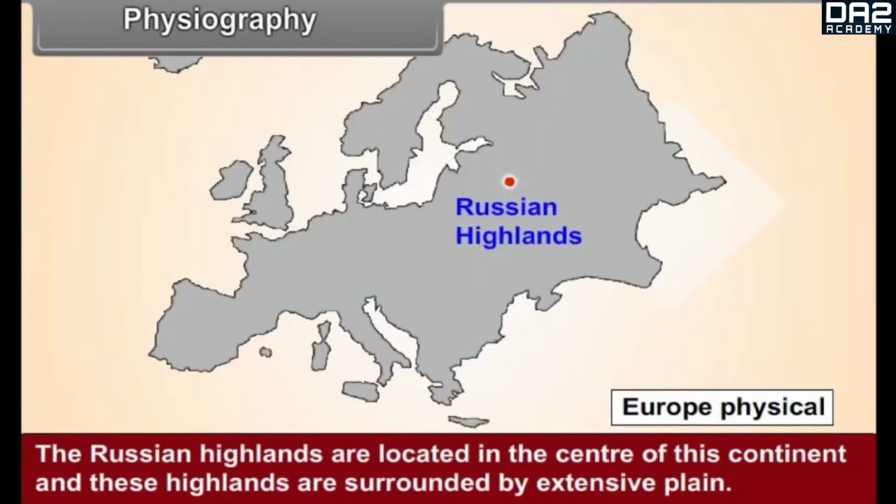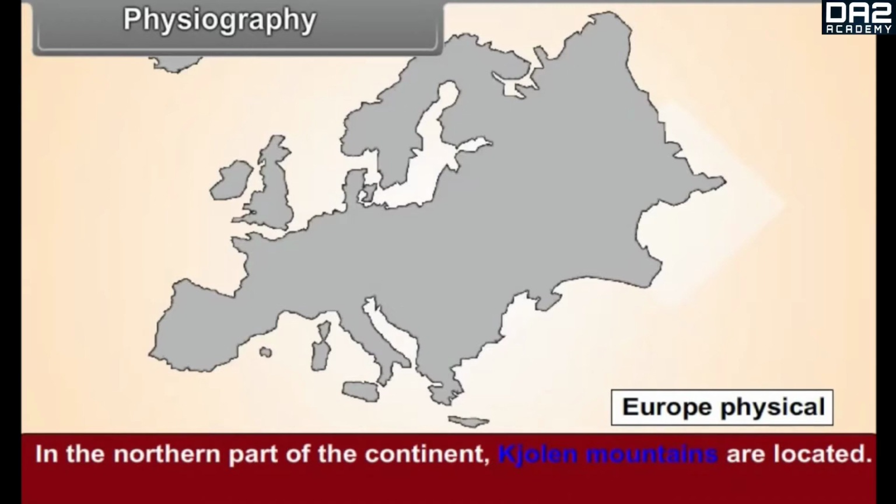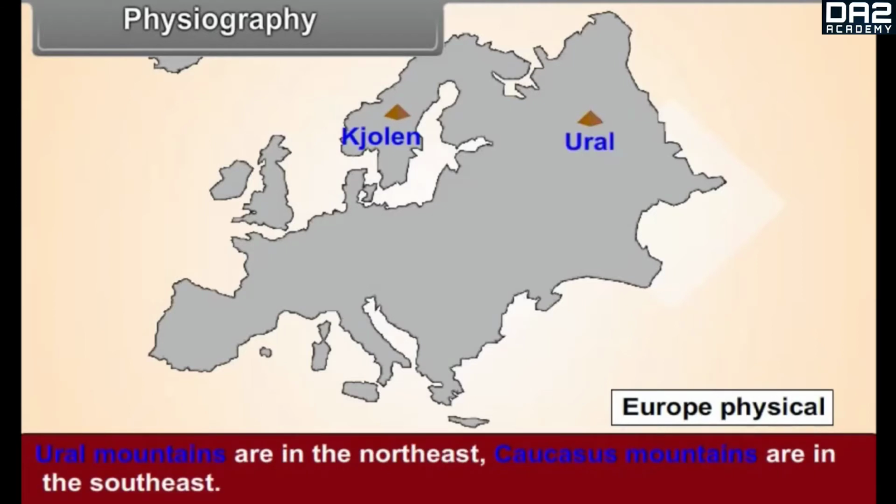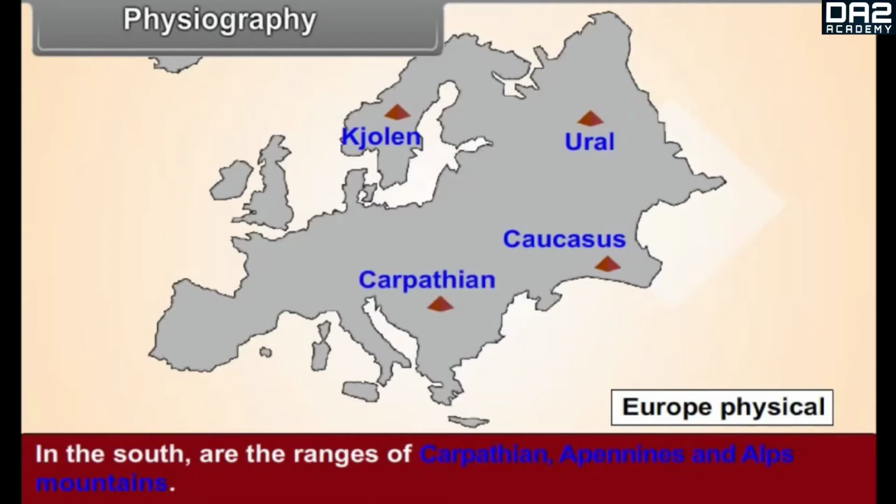Physiography. The Russian highlands are located in the center of this continent, and these highlands are surrounded by extensive plains. In the northern part of the continent, the Scandinavian Mountains are located. Ural Mountains are in the northeast. Caucasus Mountains are in the southeast. In the south are the ranges of Carpathian, Apennines and Alps mountains.